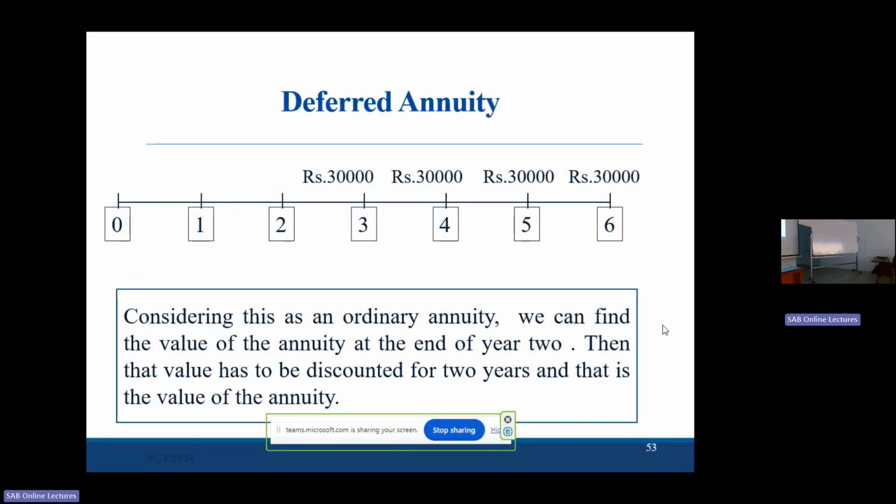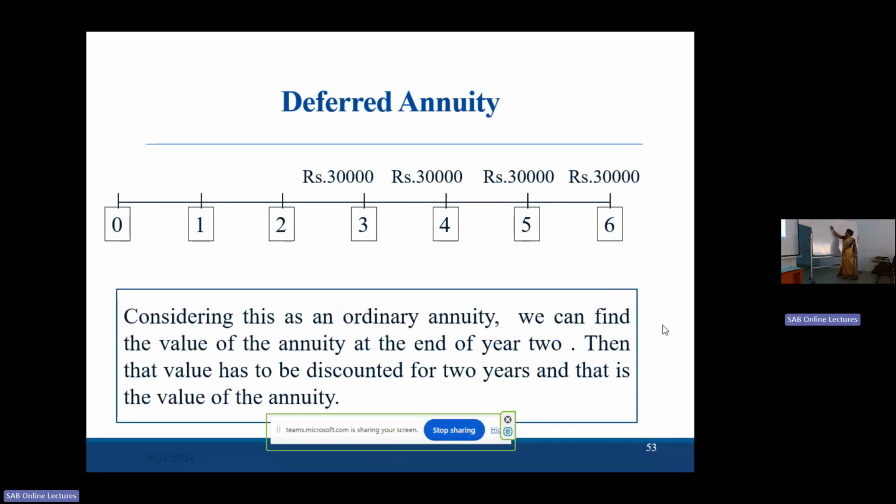Now in this case, if you want to calculate the present value, I will explain different methods, since you have learned the concept now. So you can consider different ways to calculate the present value of this deferred annuity.